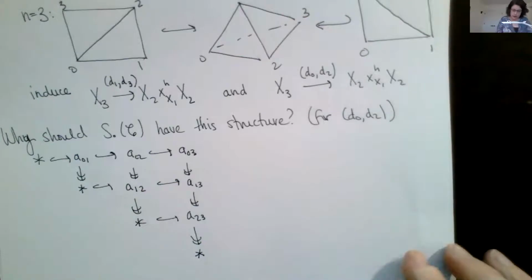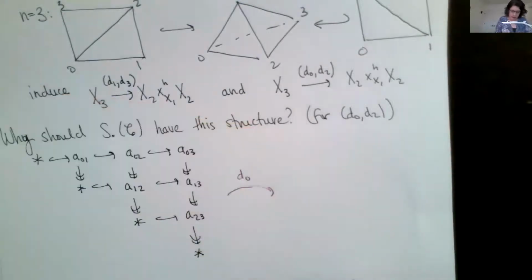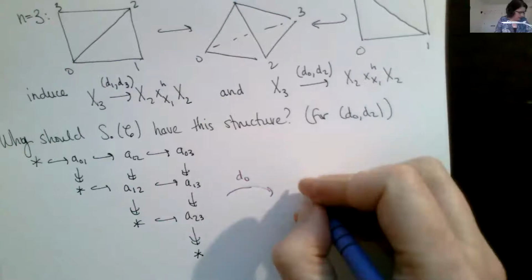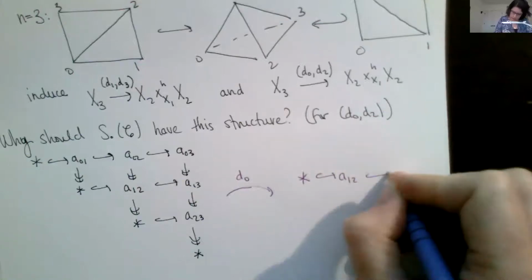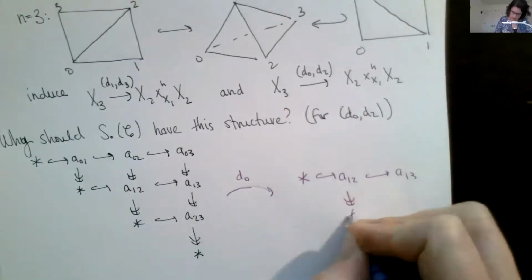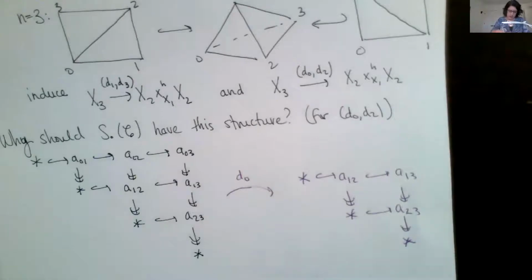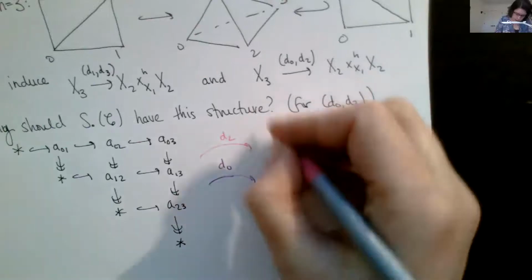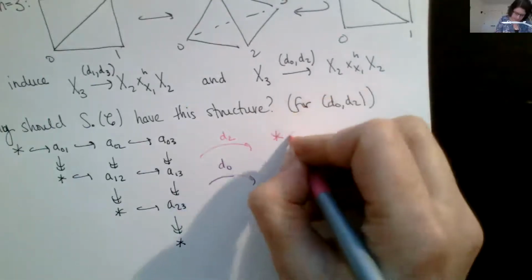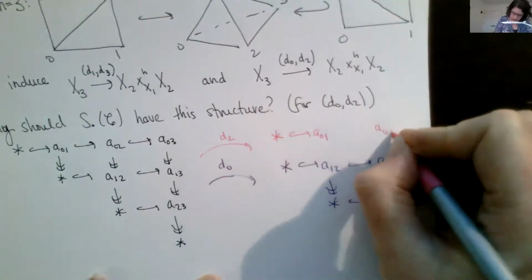As I talked about earlier, if we do D0, the 0th face map, I'm just going to cut off this top row. Let me draw in purple what I get when I apply D0. And then when I apply D2, this is the more interesting one, where I remove the L-shaped region. Let me draw this in pink. And so I don't have this A02, so I skip over it.